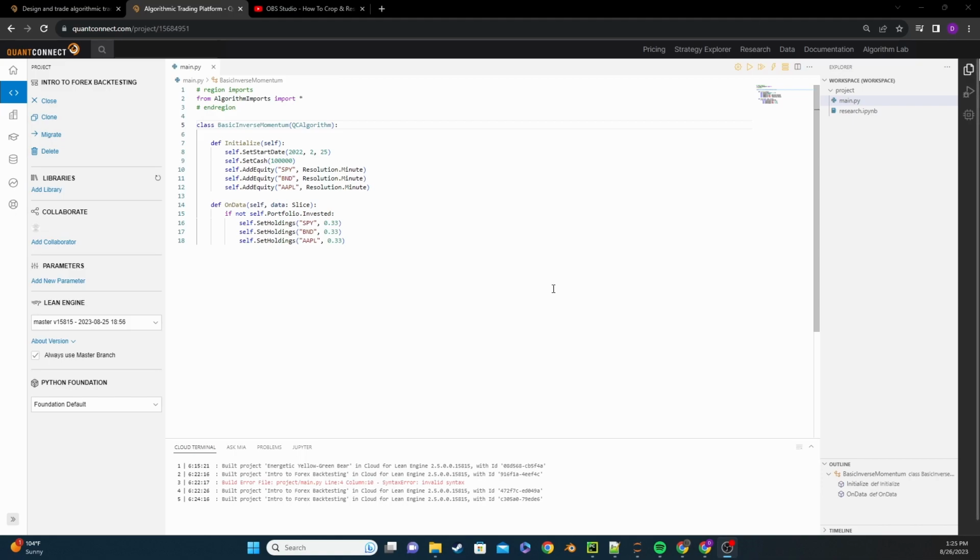They have a wide variety of data. It goes back to, I want to say, at least 20 years ago. So there's definitely a lot that you can do here. Given that QuantConnect is this great tool, it's also free.